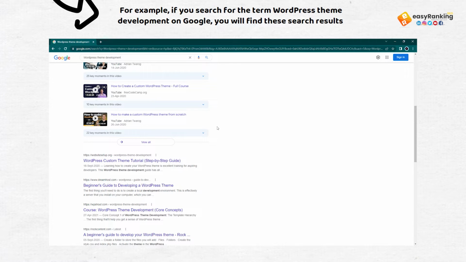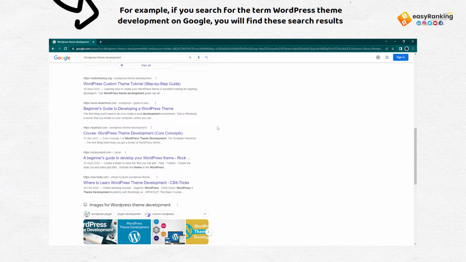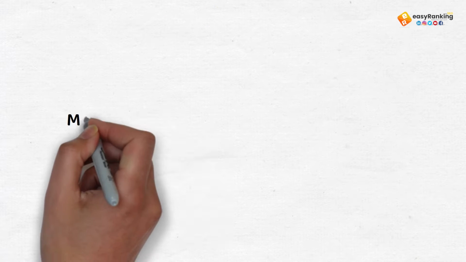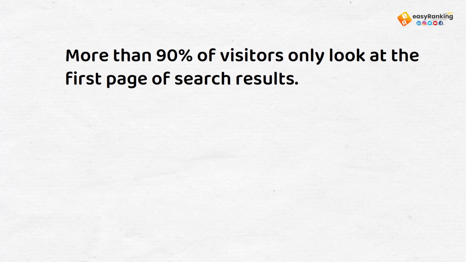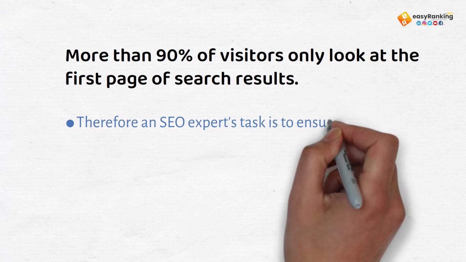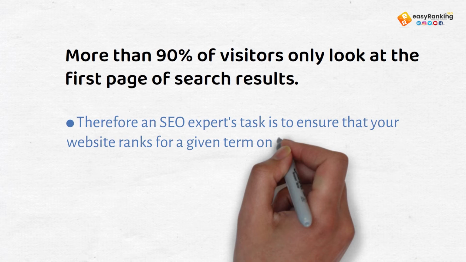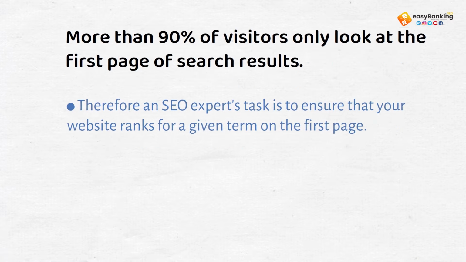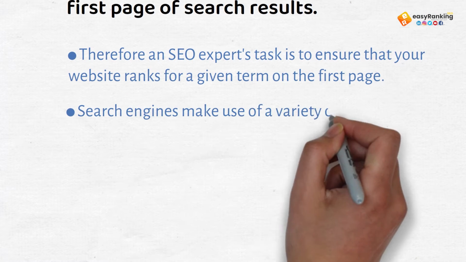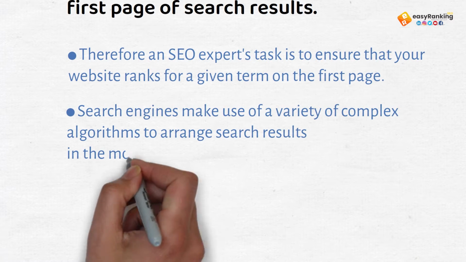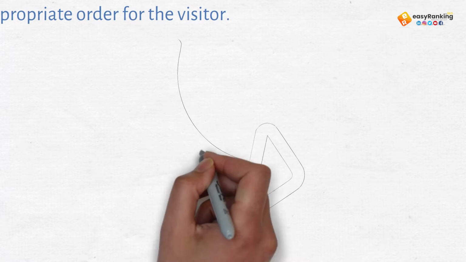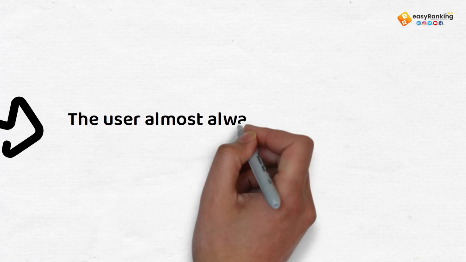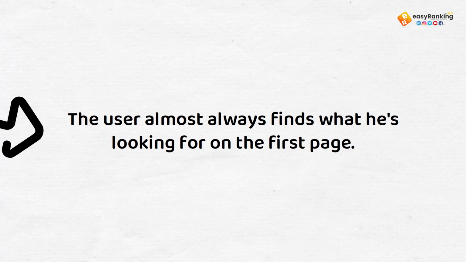How frequently do you think you'd click through to the second page of results? Only a small fraction of visitors go through to the next pages of search results. More than 90% of visitors only look at the first page of search results. Therefore, an SEO expert's task is to ensure that your website ranks for a given term on the first page. Search engines make use of a variety of complex algorithms to arrange search results in the most appropriate order for the visitor. The user almost always finds what he's looking for on the first page.